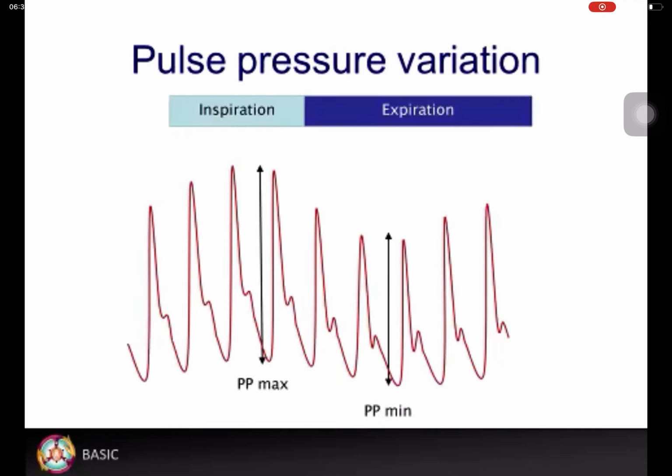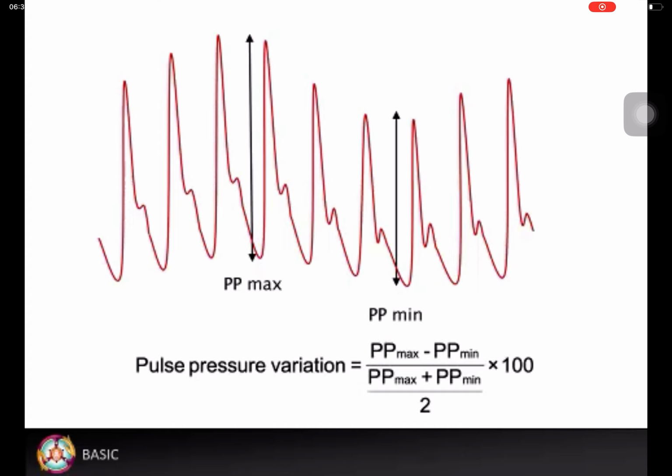Mechanical ventilation produces hemodynamic changes which are accentuated in hypovolemic patients. These changes are manifested as changes in pulse pressure, which is systolic pressure minus diastolic pressure, with different phases of ventilation. The magnitude of changes in pulse pressure can give a guide to the likelihood that the patient will respond to a fluid bolus. Pulse pressure variation is calculated by subtracting the minimum pulse pressure from the maximum pulse pressure, dividing by the mean of maximum and minimum, and then multiplying by 100 to obtain a percentage.